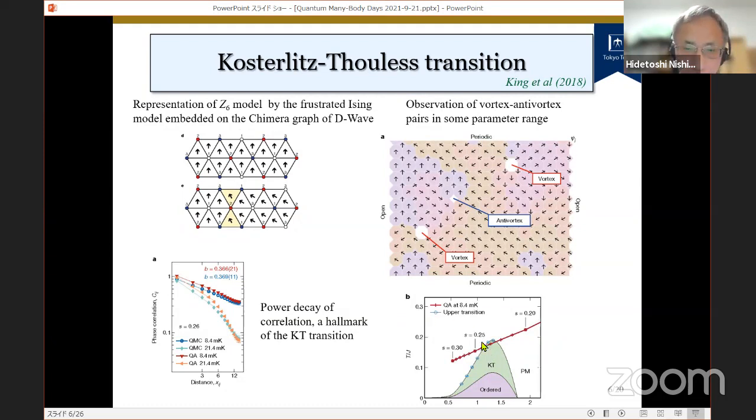So if one tunes the parameters here, then this power-law decay, or the quasi-long-range order, has been confirmed to exist. And away from those points, the system is in the paramagnetic phase, which is confirmed also by the exponential decay. So in this way, they observed the Kosterlitz-Thouless phase transition on the superconducting chip. This is the first case in which the Kosterlitz-Thouless transition was observed by quantum simulation on the superconducting qubit chip.